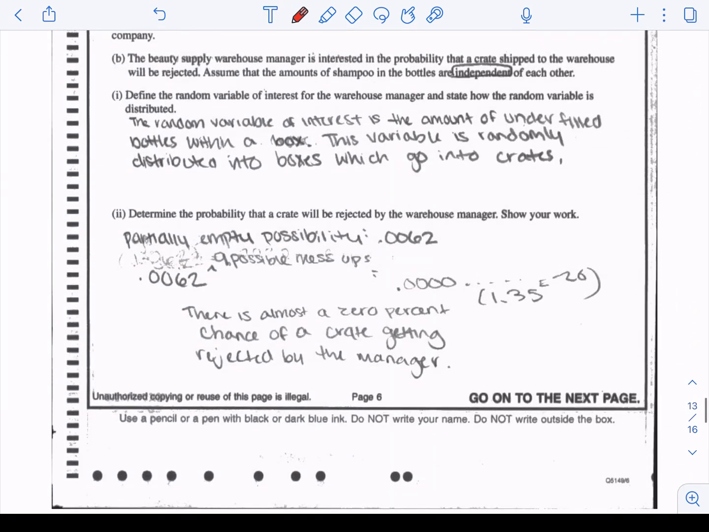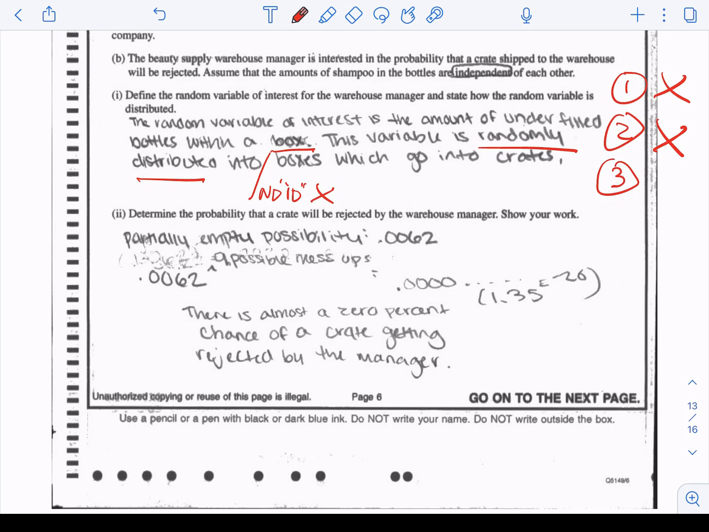In Part B, we have some multiple issues. They said the random variable of interest is the amount of underfilled bottles in a box, but there's no 10. They didn't say 10 bottles, and so they can't get credit for that first component of definition, because they did have to say 10 bottles in a box, and they did not. And then for how it's distributed, they said the variable is randomly distributed instead of binomially distributed, so they can't get credit for the type of distribution. They can still get a P, so we keep looking.